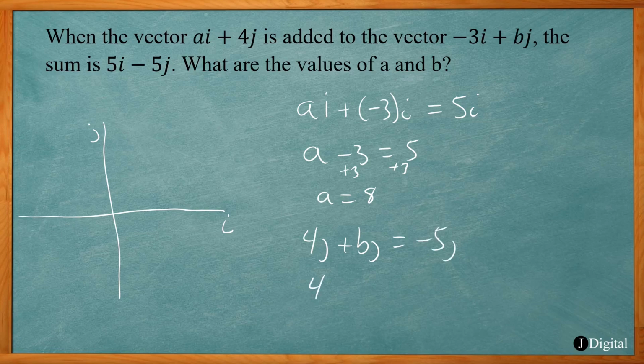Then if we look at the j values, we have 4j plus bj equals negative 5j. Or basically 4 plus b equals negative 5. Subtract 4 from both sides. And b equals negative 9. So a equals 8, b equals negative 9.